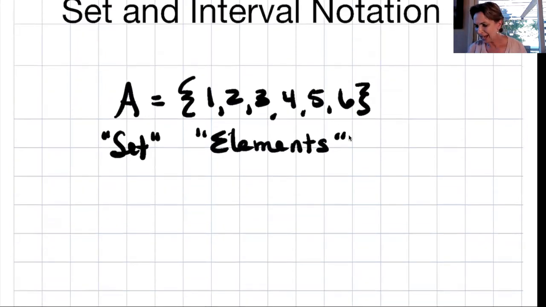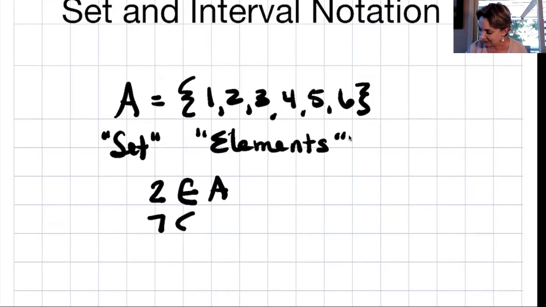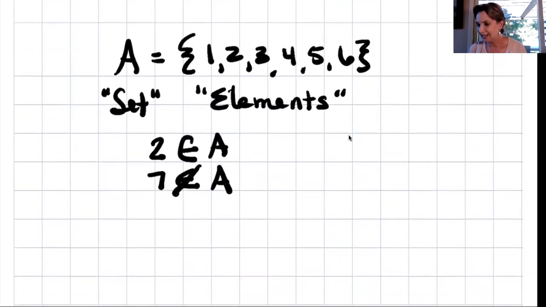I have a couple different notations that I could use here. Let's say 2. I know that 2 is an element of set A, and I could write that this way. So you've got that funky looking E, which means it's an element of set A. Now 7, for instance, is not in there. 7 is not an element of set A, and I could write that too. So we have "is an element" and "is not an element."